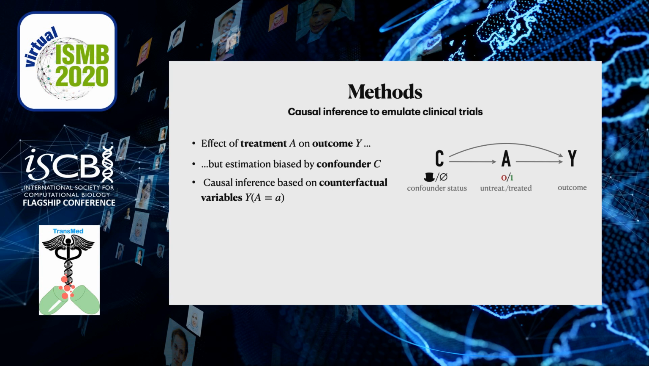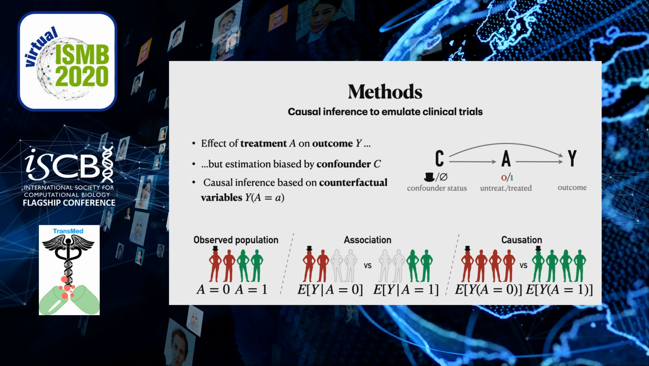If you want to estimate the effect of treatment A on outcome Y, you will have an issue because your estimation is biased by confounder C. So that's why we will use causal inference methods based on counterfactual variables. Let me give you an example. Here, on the left, we have the observed population, with untreated patients in red and treated patients in green. The top hat represents the confounder status.